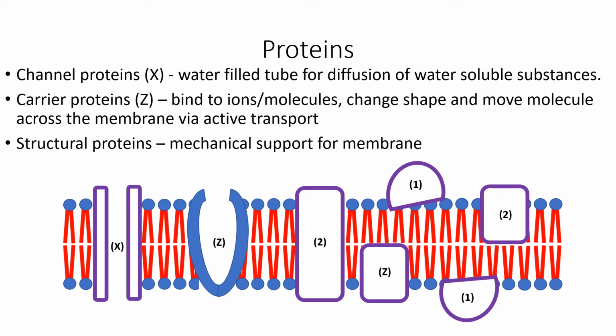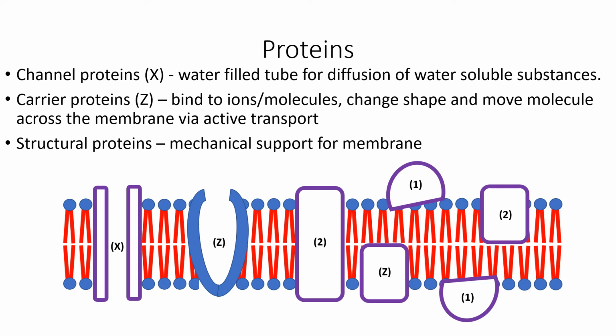So there are 3 main types of proteins inside the phospholipid bilayer. We've got our channel proteins, our carrier proteins, and our structural proteins. Now, if you look at the channel and carrier proteins, which is X and Z on the diagram, don't make the assumption that any particular shape automatically means that you have a channel or a carrier protein.